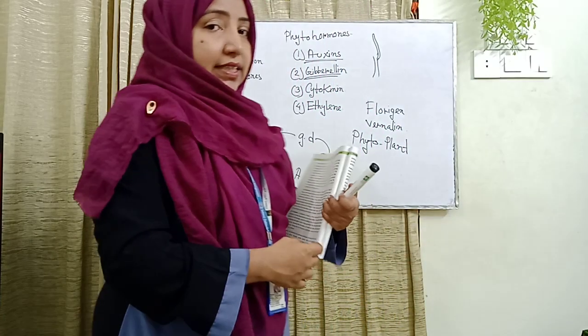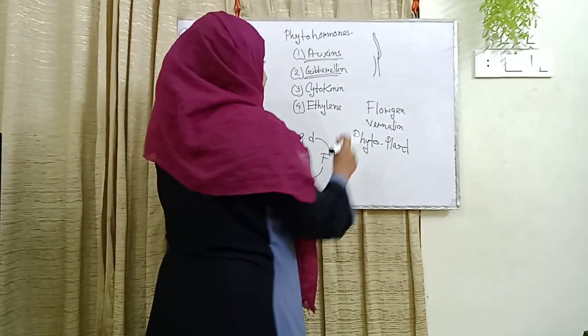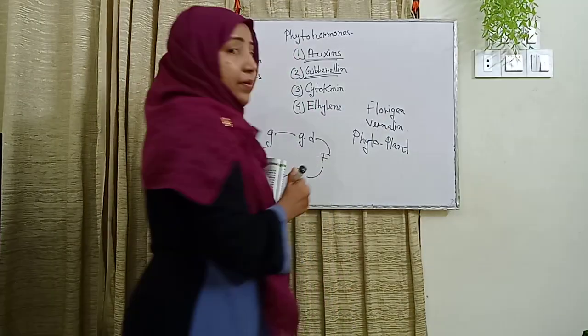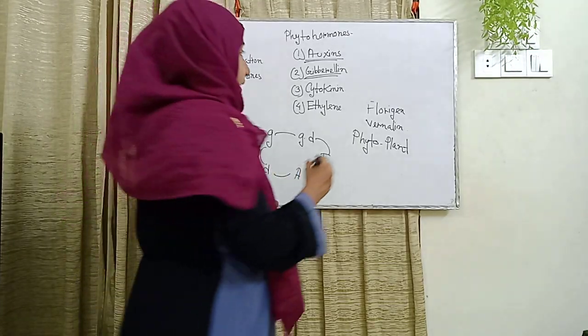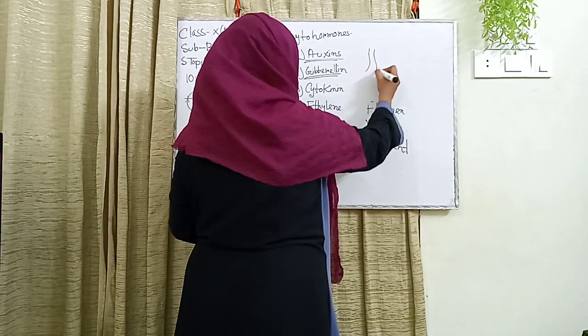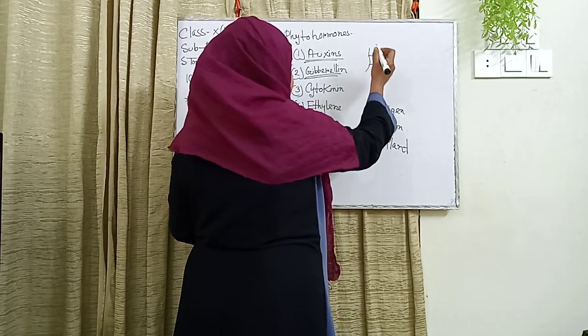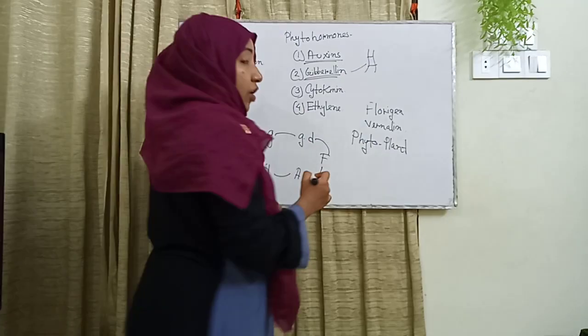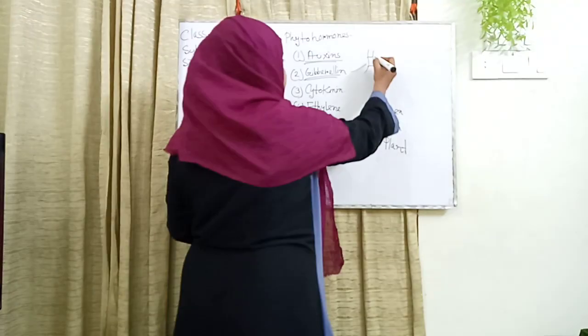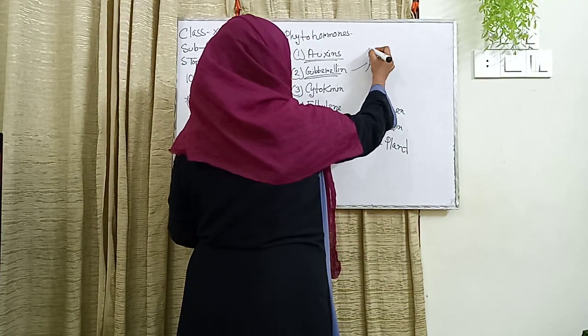Dear students, I just draw this structure. What happens is the presence of gibberellin. First structure, I just draw the nodes. These nodes, in this structure when gibberellin is present, these nodes and internodes also grow in length.